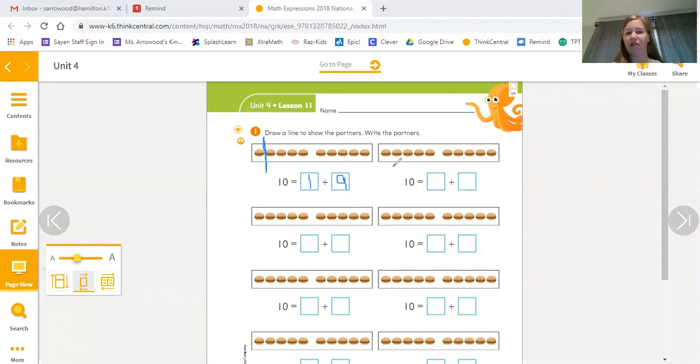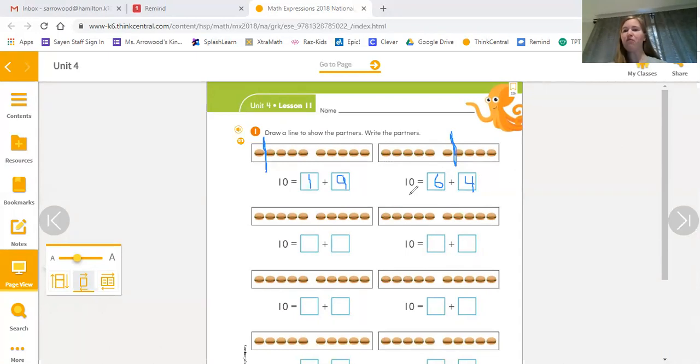So the next thing, I'm going to go over here, and I'm going to decide to put my break apart stick all the way over here. Because remember, I said you can make your partners however you want. So I'm going to count on this side of my break apart stick. 1, 2, 3, 4, 5, 6. It's going to go in my first box. Then I'm going to count on my other side. 1, 2, 3, 4. And I know that my partners are done here. 6 plus 4 equals 10.